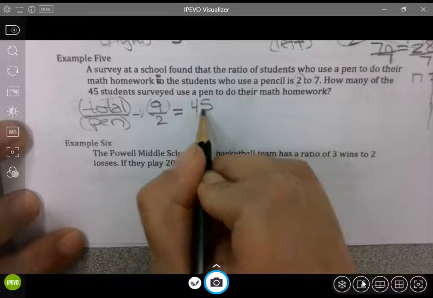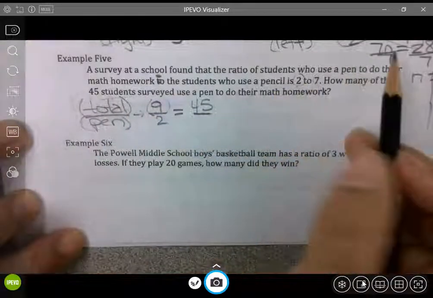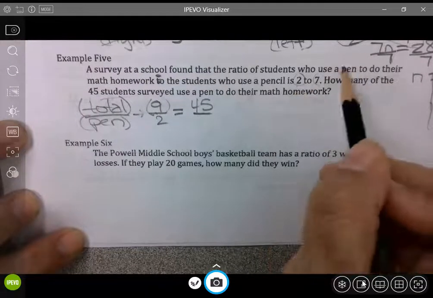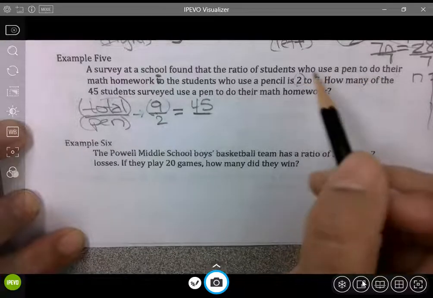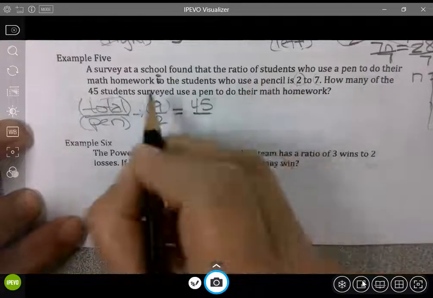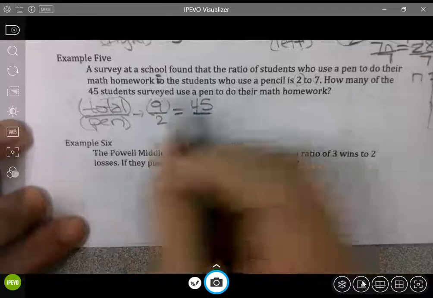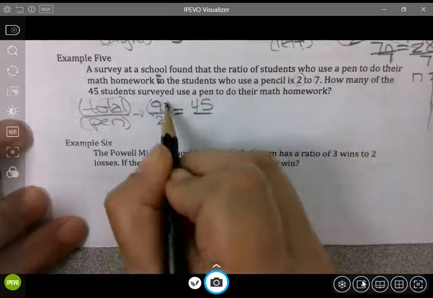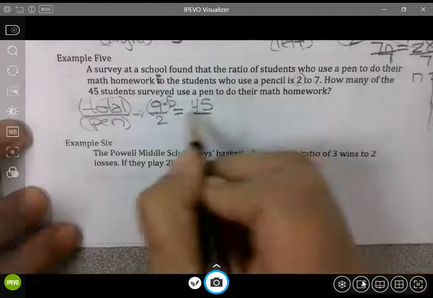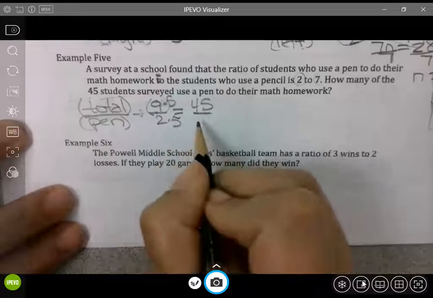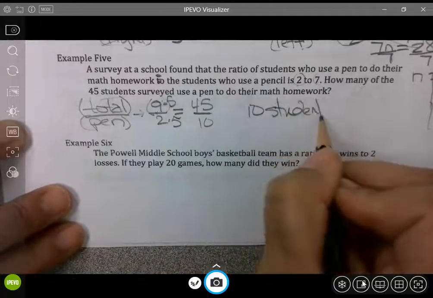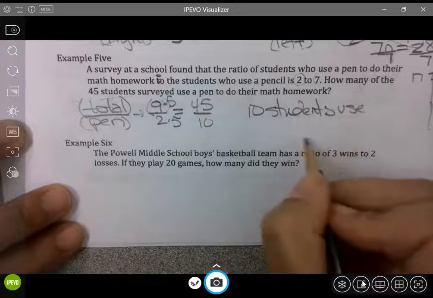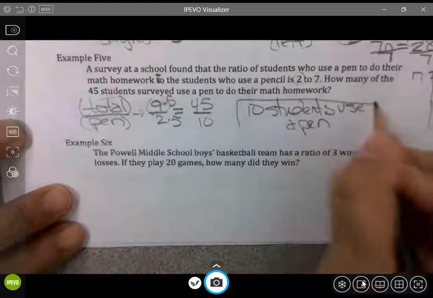Well, I got the 9 by seeing they said 2 use a pen and 7 use pencil. So I just added those together. That's how I got the 9 total. Now I'm not going to do the by far method. I'm going to just do this. 9 times what equals 45? 5. Multiply that by 5 as well, and you get 10. So 10 students use a pen to do their homework.